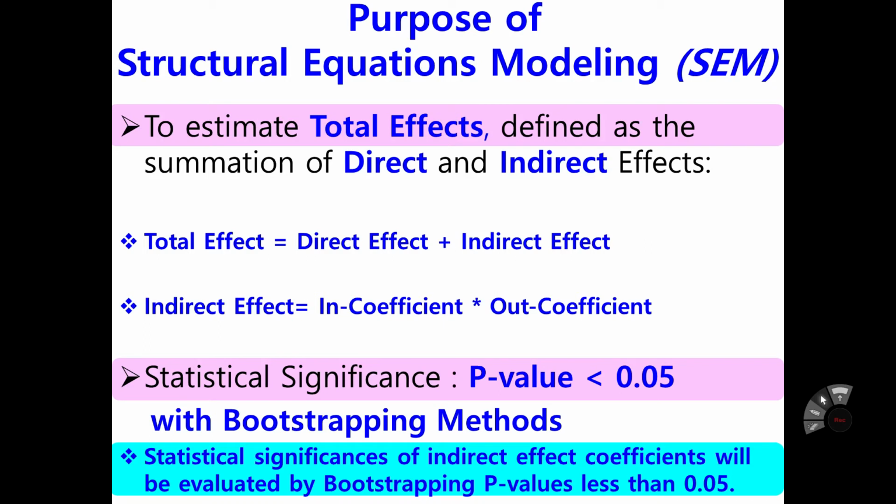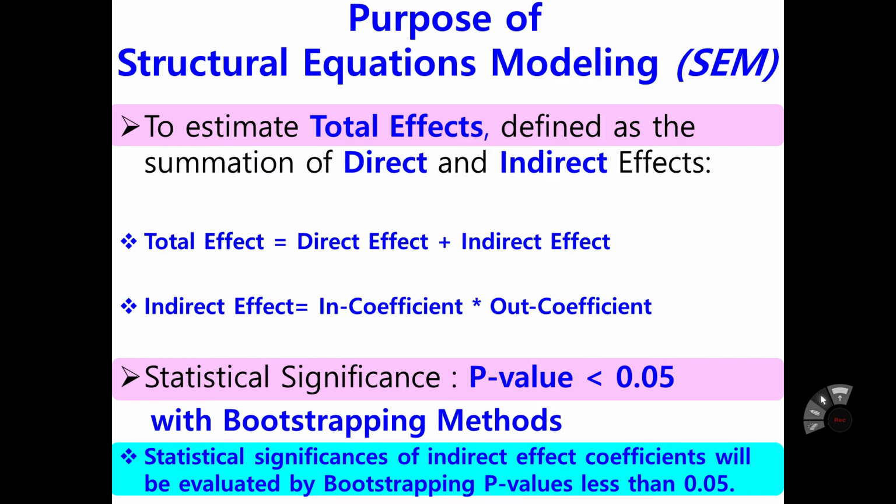So in the framework of structural equations model, we are supposed to estimate total effects, which is defined as the summation of direct and indirect effects. So if we decompose the total effect, we can think of direct effect plus indirect effect. Okay, so the indirect effect will be estimated by multiplying the estimate of the in coefficient and the estimate of the out coefficient.